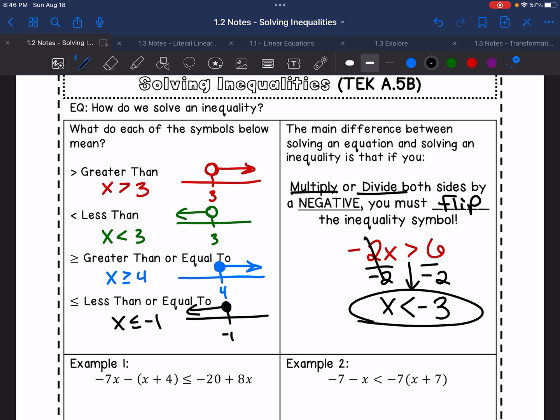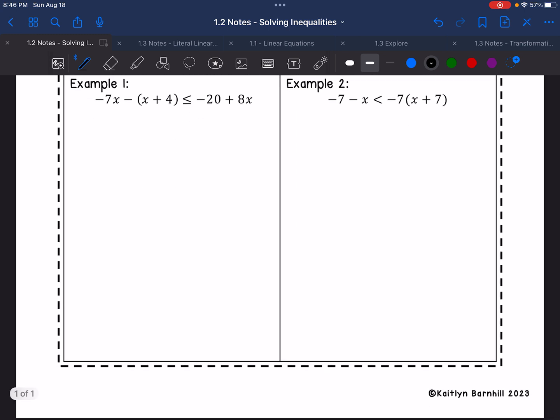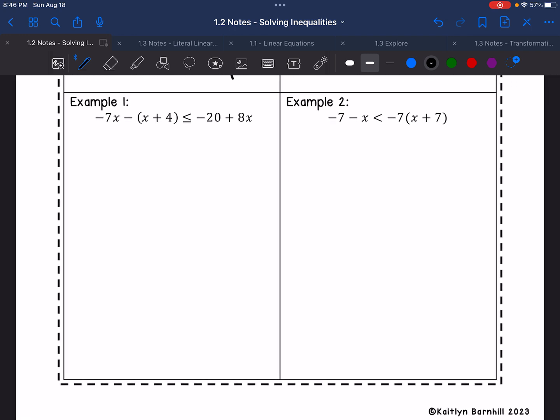All right, so we've got to remember that when we are solving inequalities. We're mainly just going to do 2 examples because it is the same steps as an equation. We've just got to remember to flip if we divide by a negative, if our x was negative when we divided. All right, so on example 1, first we distribute.